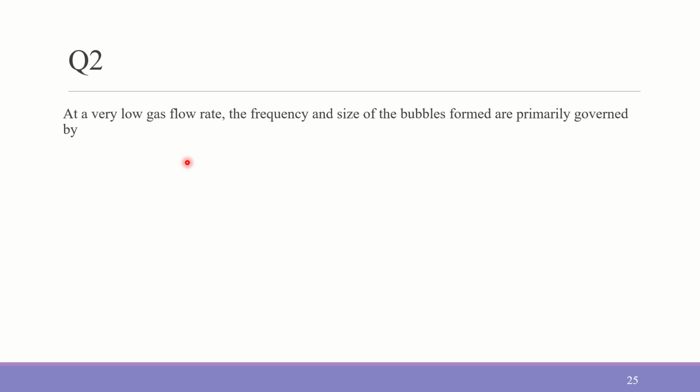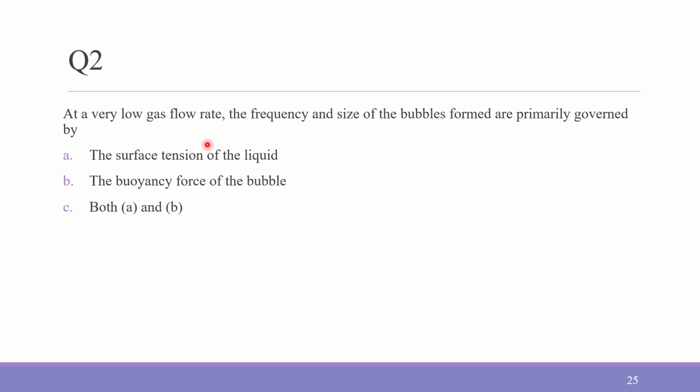At a very low gas flow rate, the frequency and sizes of bubbles formed are primarily governed by dash. Option A, surface tension of liquid. Option B, buoyancy force of the bubble. Option C, both A and B. Option D, none of the above. So both A and B is the right answer, because it is governed by the surface tension of the liquid and the buoyancy force of the bubble. So the right answer to this question is option C, both A and B.